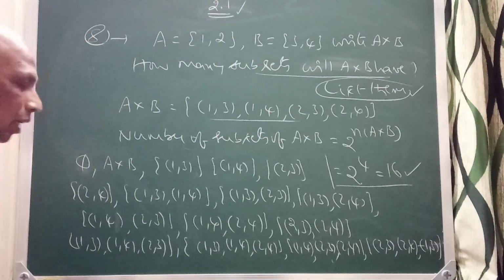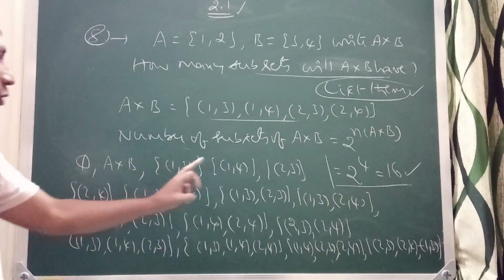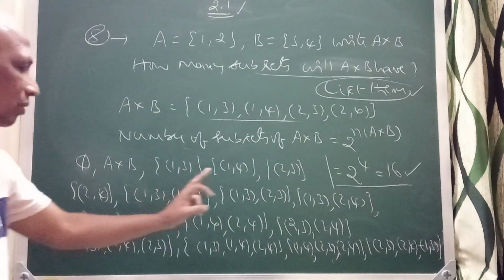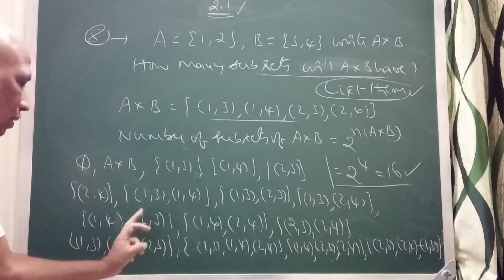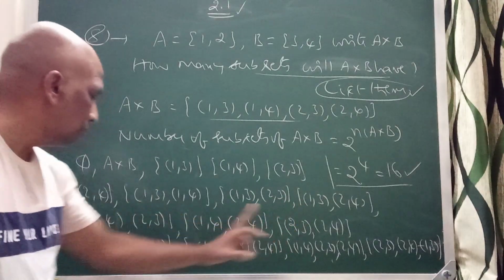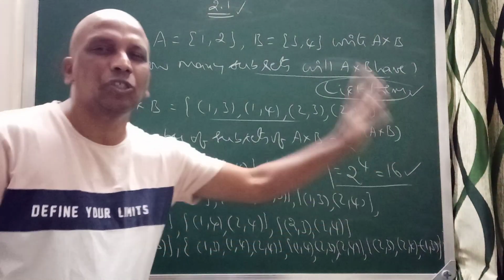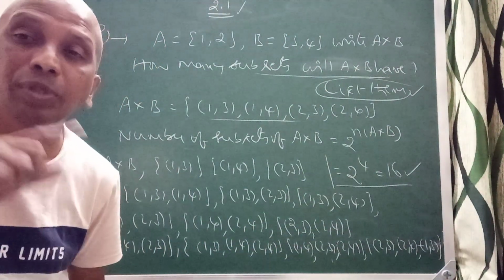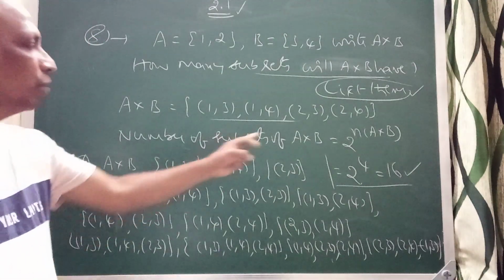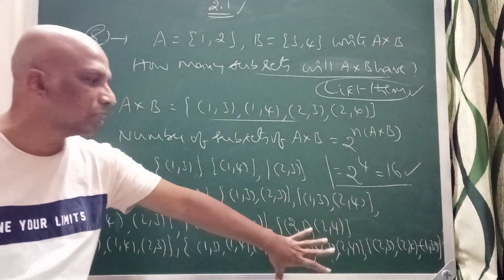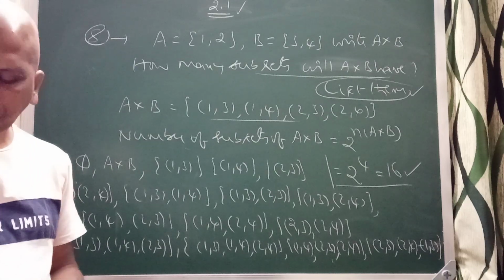Total 16, you can check. 3 3: 1 2 3 4 5 6 7 8 9 10 11 12 13 14 15 16. We have 16 subsets. Number of subsets of A cross B is 16. These are the 16 I have written here.